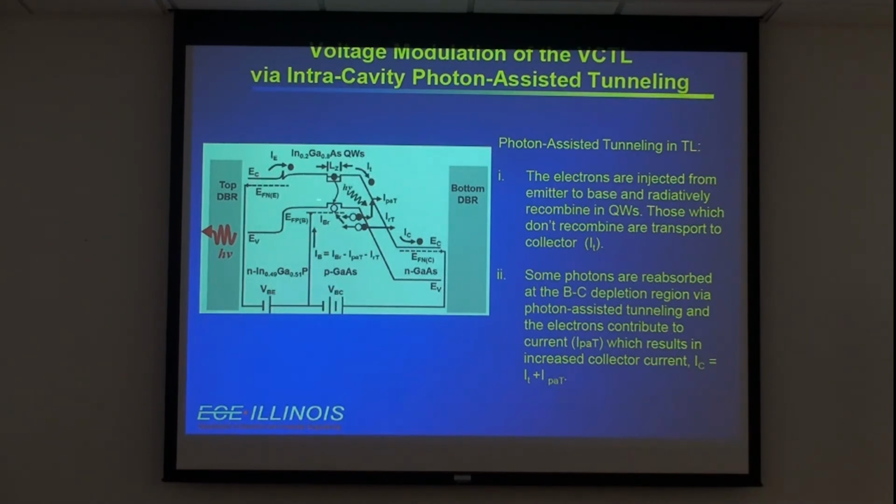What I mean is, when you generate photons, those photons can be reabsorbed by the BC junction. And so you create more electron-hole pairs, and there's tunneling because it's reverse biased. So the bandgap will shrink, and you can do photon-assisted tunneling coming in, and those holes can be recycled into the base region.